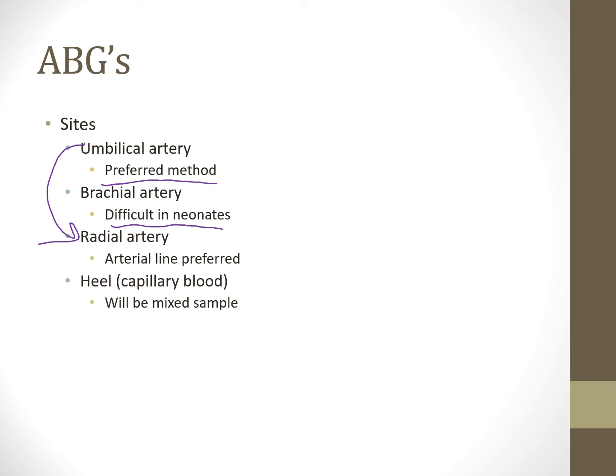So that's where we would go there if we need to, before they put in a UAC, or if the UAC is only in for like 7 days or something like that. The UAC gets pulled, then we'll just have to go radial artery. The heel gas, this is a capillary blood gas, or a CBG, right?